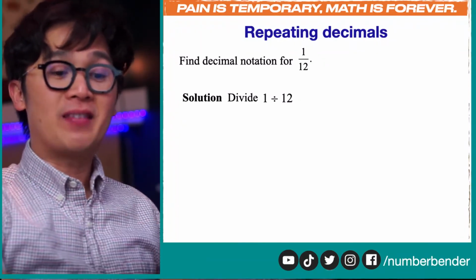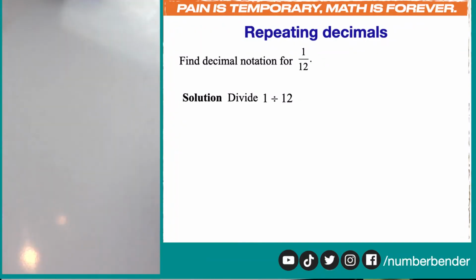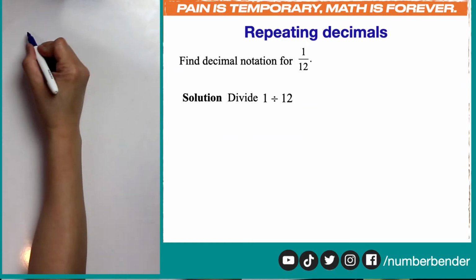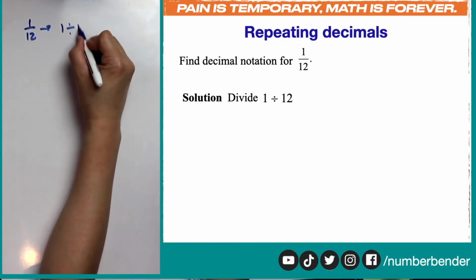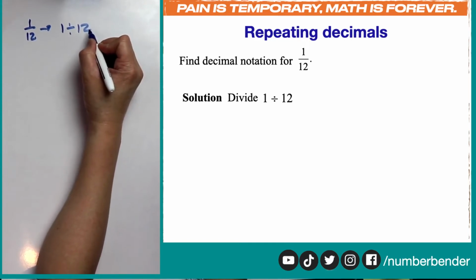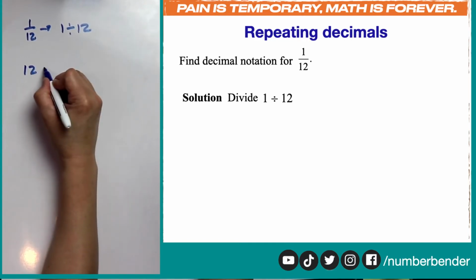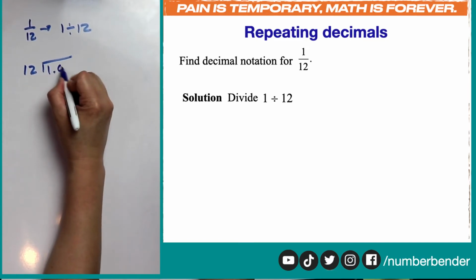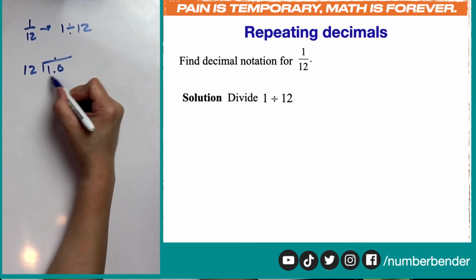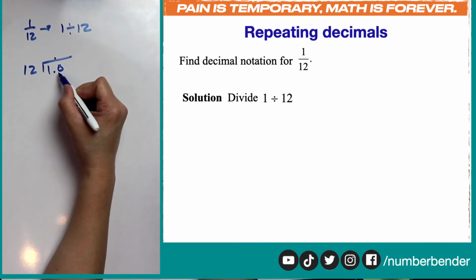And since we cannot think of one, let's perform long division and convert 1 over 12, which is 1 divided by 12, into its decimal. So now we have 12 outside and 1 inside. 12 can't go into 1, so let's add another 0 right here. So now we have 10.